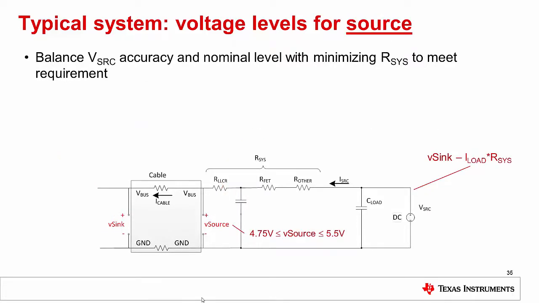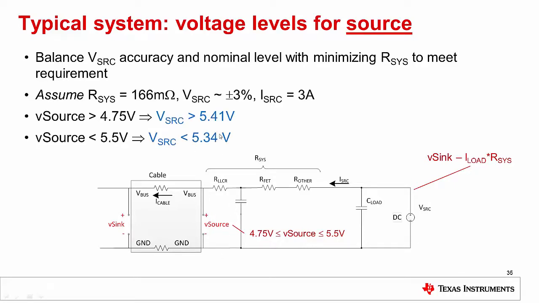Now let's look at the same type of analysis when the system's in the source mode. Here we're going to have to balance the accuracy of the source voltage and its nominal level, balance that with minimizing the resistance in the path to meet the requirement. So the source has to be able to output between 4.75 volts and 5.5 volts for all loads at its receptacle.